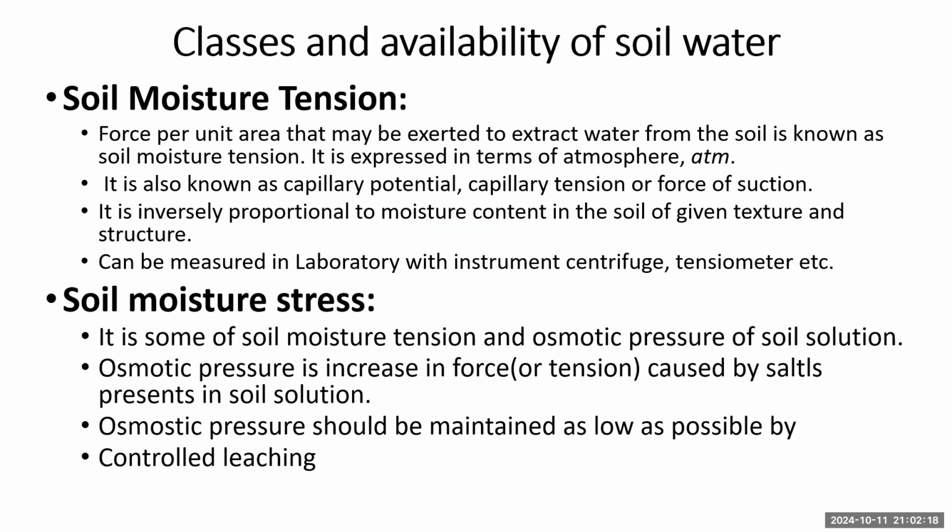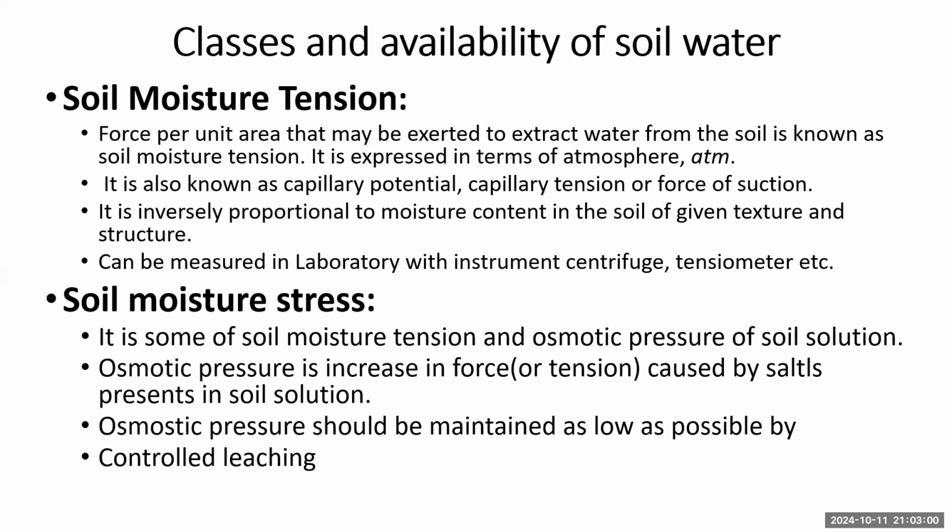This soil moisture tension is inversely proportional to the moisture content in the soil, and it can be measured in the laboratory with instruments like tensometer or centrifuge. So these are the instruments used to measure the soil moisture tension. Then the next term is the soil moisture stress. So what is soil moisture stress? It is the summation of soil moisture tension and osmotic pressure of the soil solution.